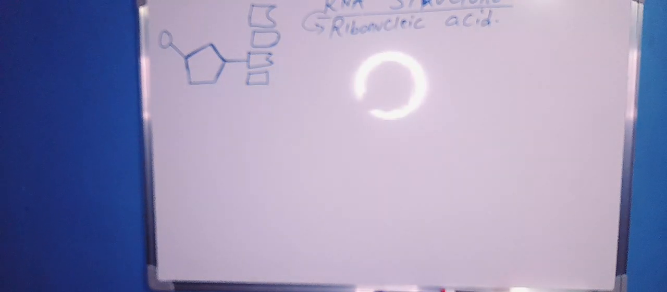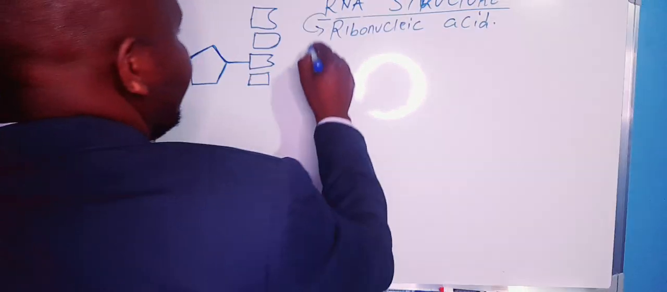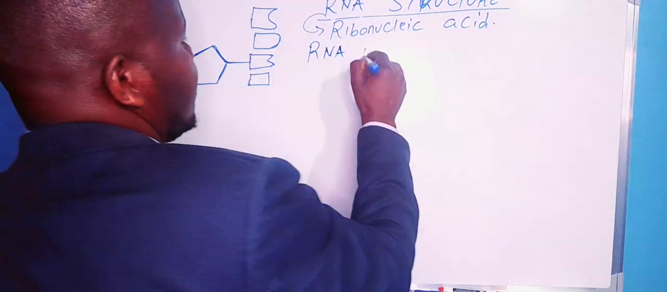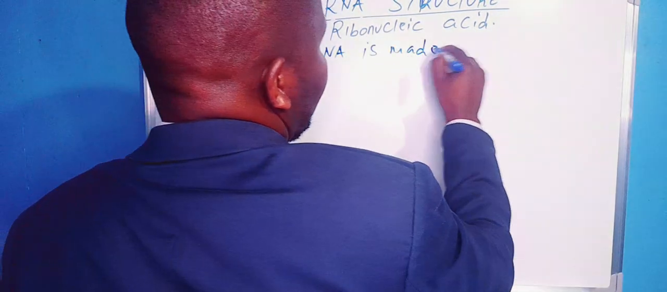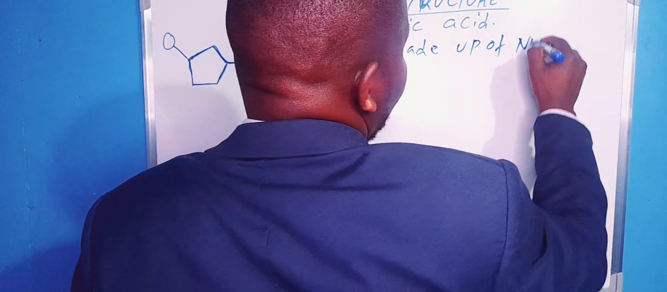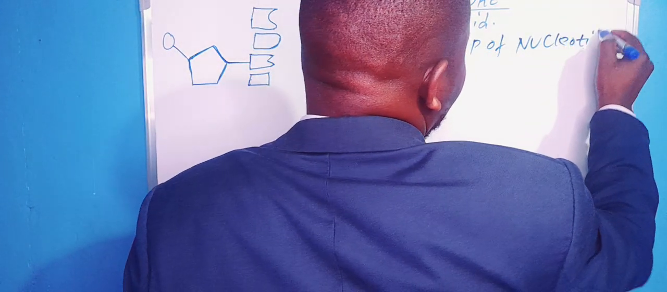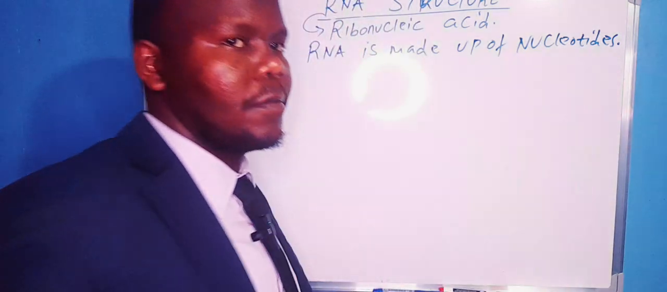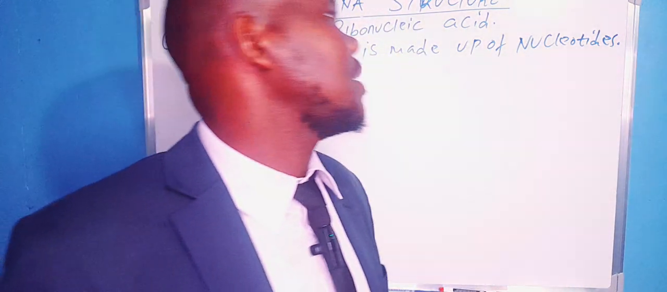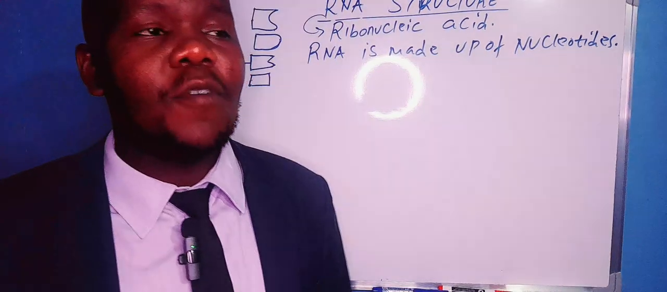What is the RNA structure made up of? The components of RNA. RNA is made up of structures called nucleotides, a chain of nucleotides. So we are saying RNA is made up of nucleotides. These are the components that make up an RNA.